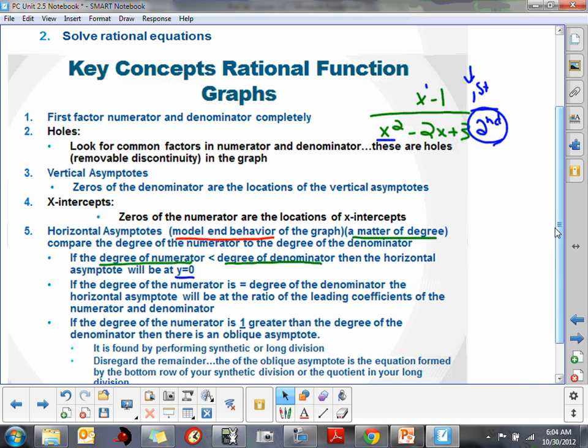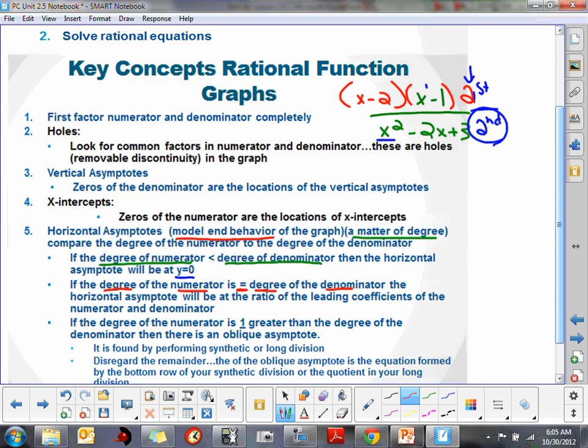The second situation is, what if the degree of the numerator is equal to the degree of the denominator? So now they're exactly the same, which means I would have to add another factor up here, maybe an x minus 2. When I did that, now I have a second degree polynomial over another second degree polynomial. In order to get your horizontal asymptote, it'll be the ratio of the leading coefficients. If you multiply these two together, you just have an x squared, so your leading coefficient would be a 1. You write the ratio of the leading coefficient of the numerator, which is 1, over the leading coefficient of the denominator, which is 1. So your horizontal asymptote would be y equals 1.